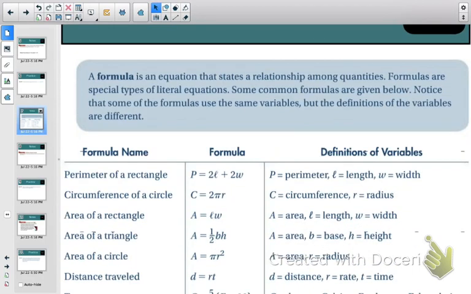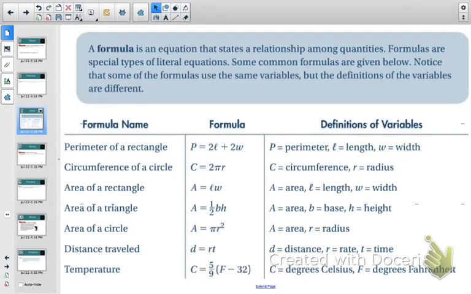Okay, so we have all these formulas here. A formula is an equation that states a relationship among quantities. So all these formulas you should know, or if you don't know them, I would write them down somewhere. The perimeter of a rectangle is 2 times the length plus 2 times the width. Circumference of a circle is 2 times pi times r. Anything with a curve or a circle, you'll have to use pi in it. Area of a rectangle is length times width.